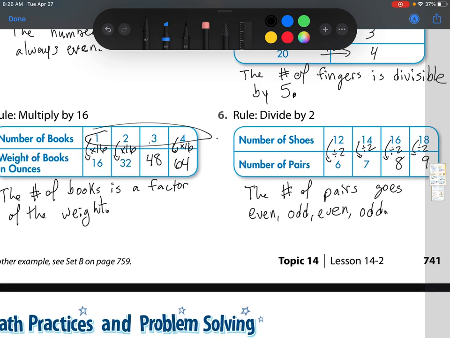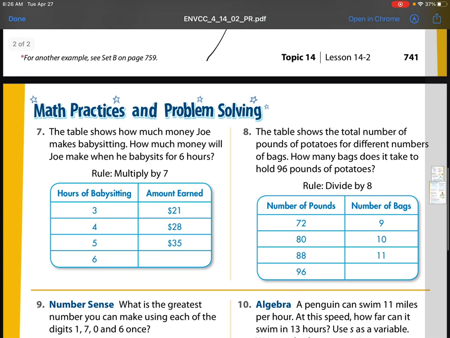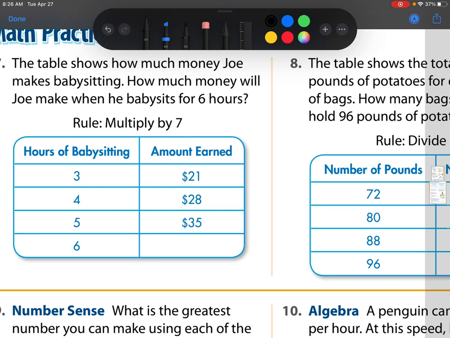Let's head to our back page now. Here we go. The table shows how much money Joe makes babysitting. How much money will Joe make when he babysits for 6 hours? So what's nice is, again, they're giving us the rule. They're saying our rule is we multiply by 7, times 7, times 7. So 6 times 7 equals what? 6 times 7 is 42. So he's going to make $42 if he babysits for that long.